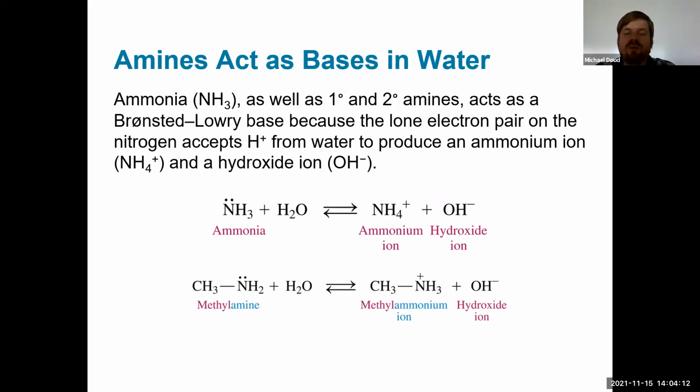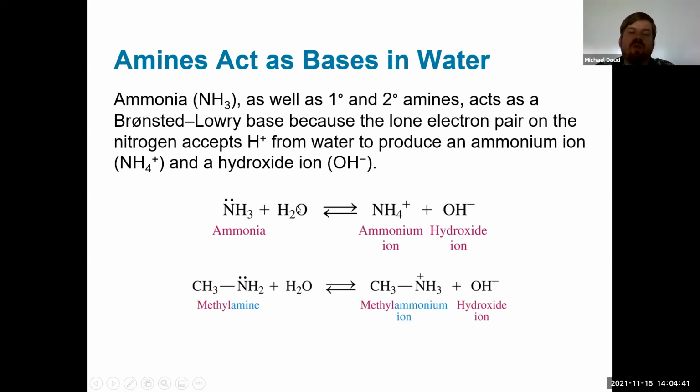This is a very important part of their reactivity. So ammonia, primary and secondary amines, will act as Bronsted-Lowry bases because they have this lone electron pair on nitrogen that is able to accept a proton from water. So here we have ammonia, NH3, just as a simple example. When it reacts with water, it forms the ammonium ion, NH4+. In other words, it acts as a base to accept a hydrogen ion from water.